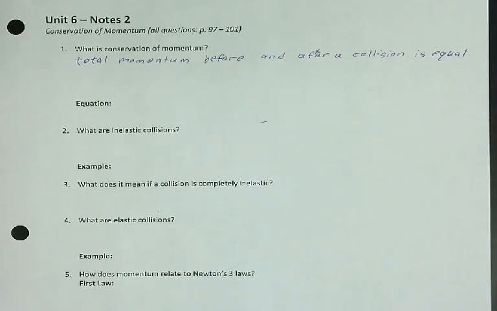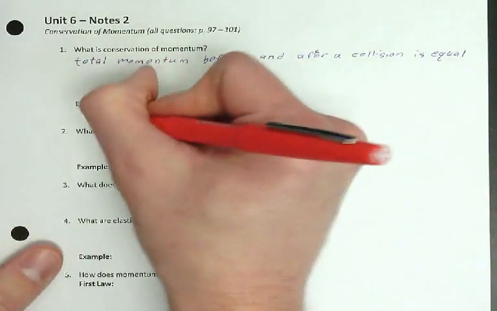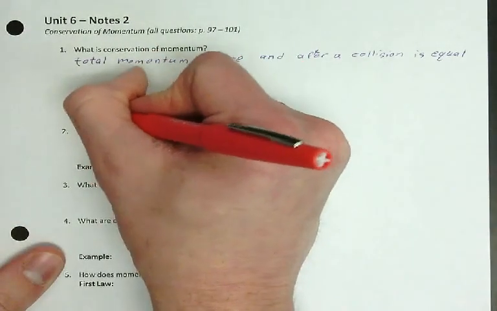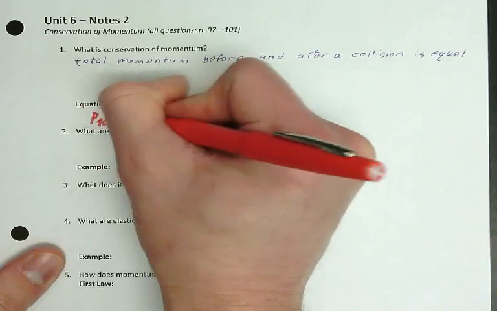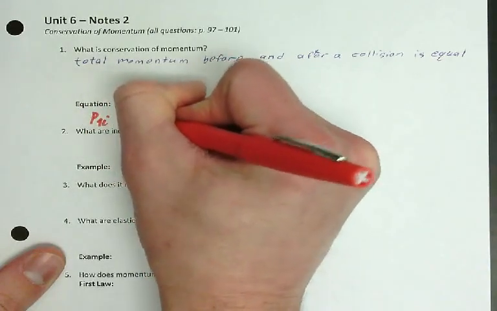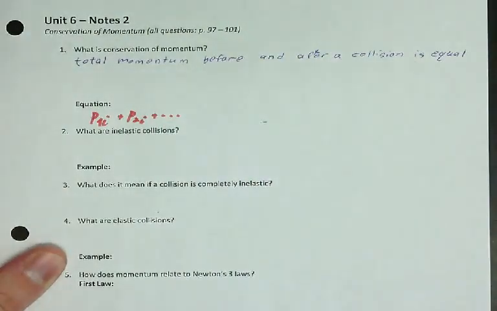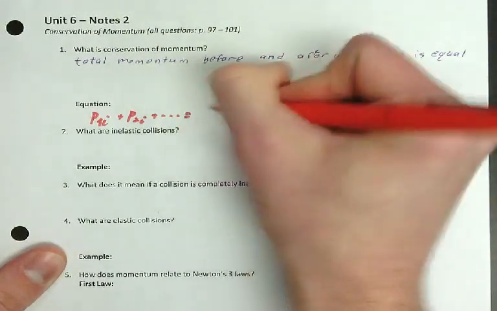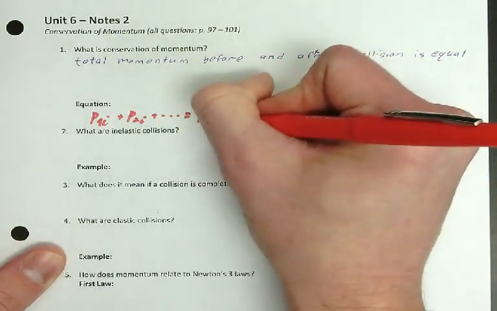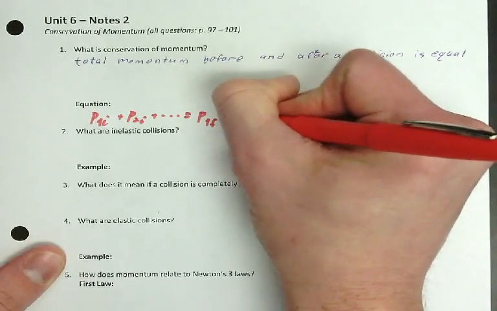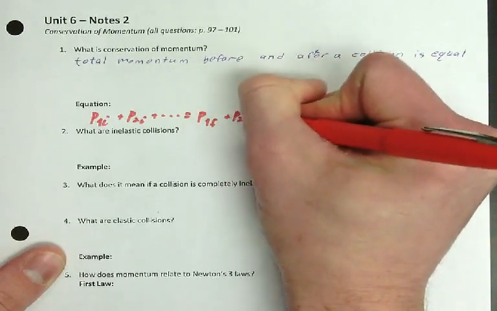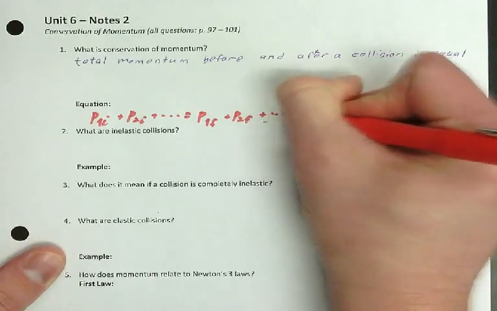Total conservation of momentum: the total momentum before and after a collision is equal. So the equation for this is momentum of object 1 initial plus momentum of object 2 initial plus any other objects that you have equals momentum of object 1 final plus momentum of object 2 final plus any others that you have.